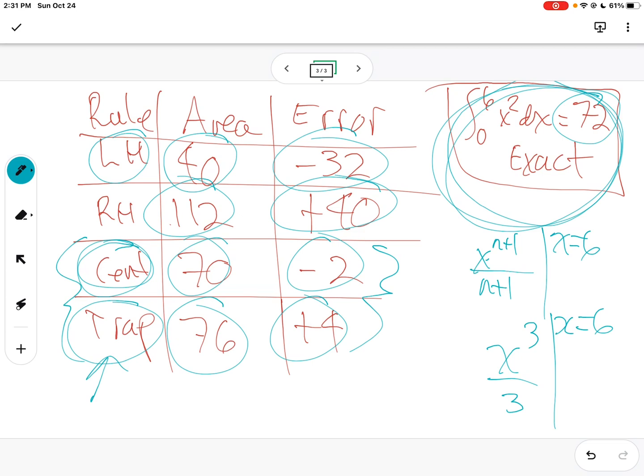Anyway, so that's what we did. We worked through all 4 different methods: left hand, right hand, centered, and trapezoidal rule. And now you should be able to use a Riemann sum to estimate the area under any curve.